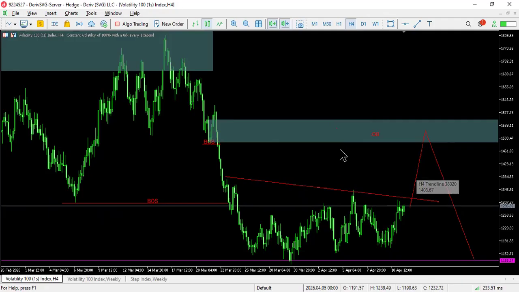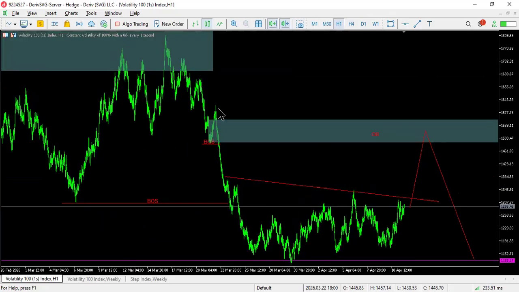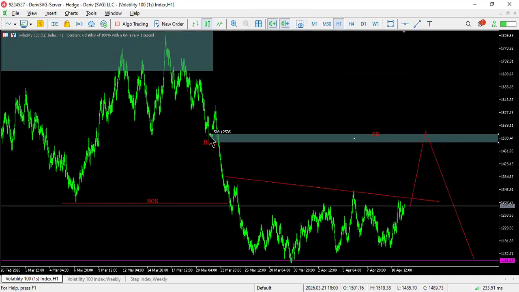So that's what I'm expecting on Volatility 101. Heading over to our entry time frame, adjusting to the 1 hour order block. Adjusting our order block to the 1 hour order block. That is what we are going to have.